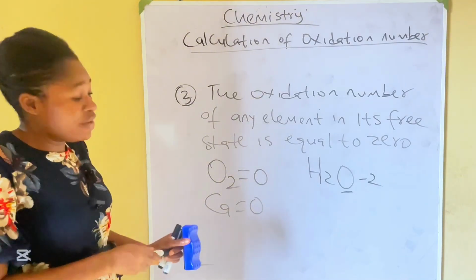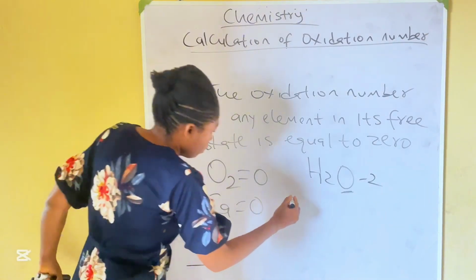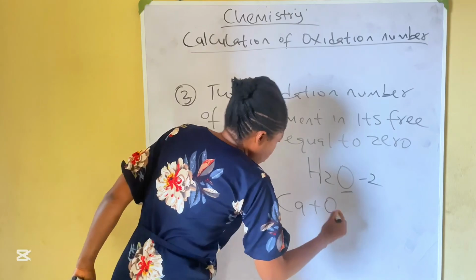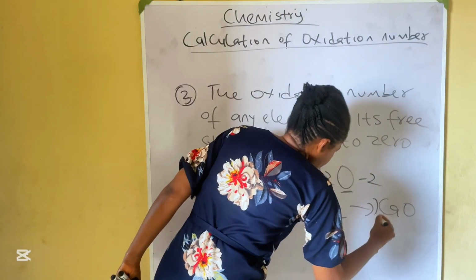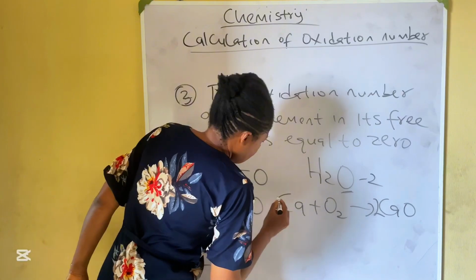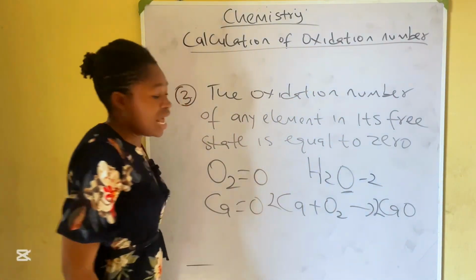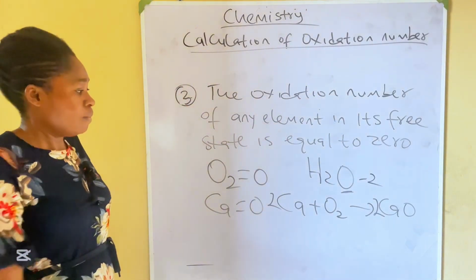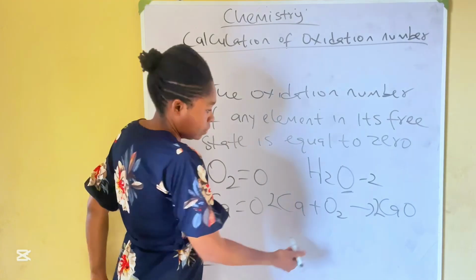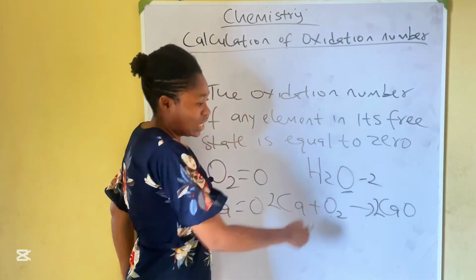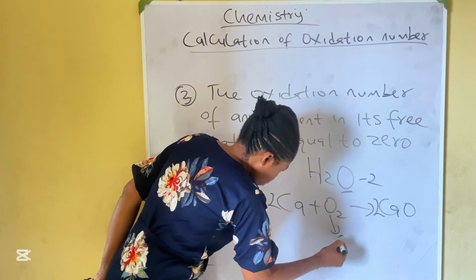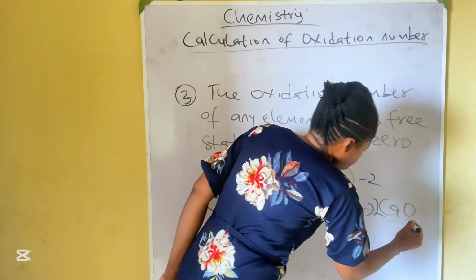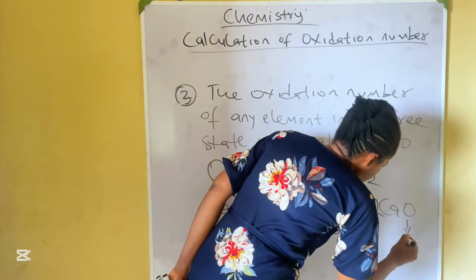So remember, if you are given a chemical equation, for example, calcium reacting with oxygen to give calcium oxide, and you are asked what is the oxidation number of oxygen at the beginning of the reaction and at the end of the reaction: here it is alone, so it is 0. Here it is in the combined state, so it is -2.